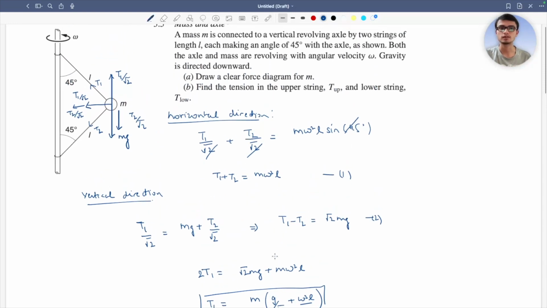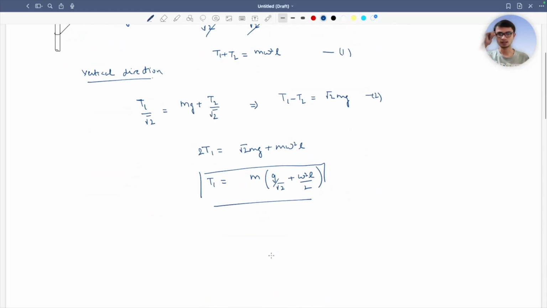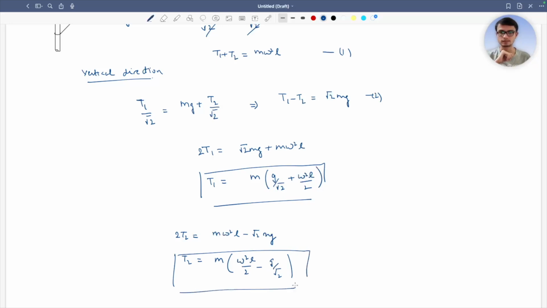And now let's try to figure out the tension in the lower string. What I'll do is multiply equation 2 by minus 1. Once it's multiplied with minus 1, it will be 2T2 equals m omega squared L minus root 2 mg. So that goes as T2 equals m common, omega squared L by 2 minus g upon root 2. So with this, I am done. I found my tension in the upper string and in the lower string.